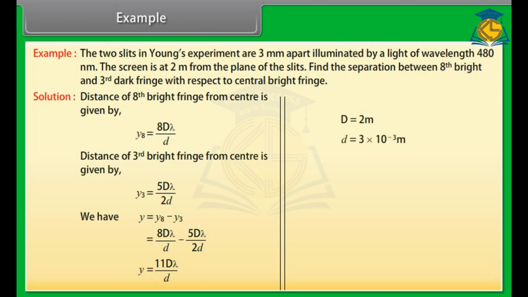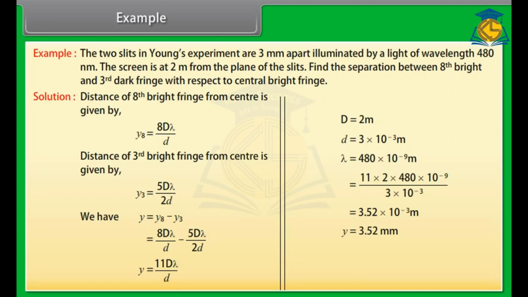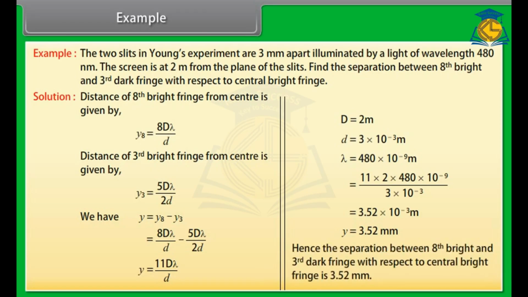Putting the values in the above equation and calculating, we get the value of y is equal to 3.52 millimeter. Hence, the separation between 8th bright and 3rd dark fringe with respect to central bright fringe is 3.52 millimeter.